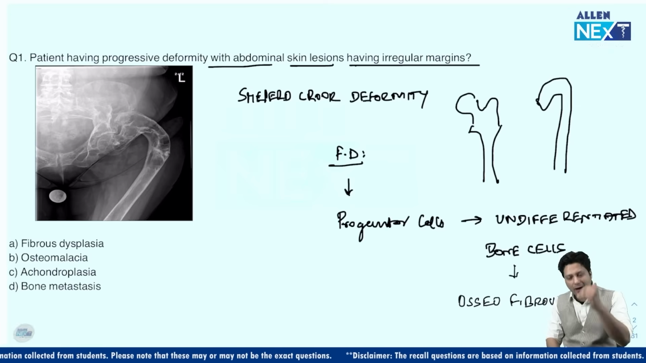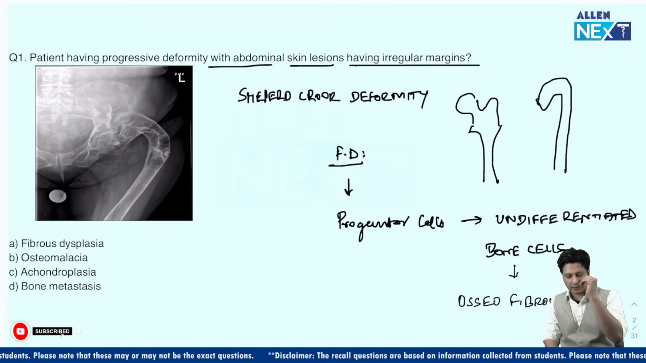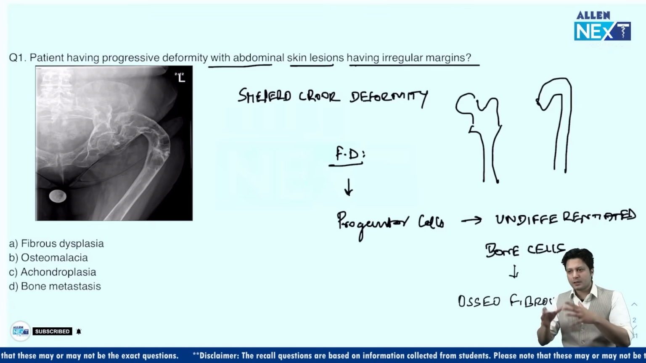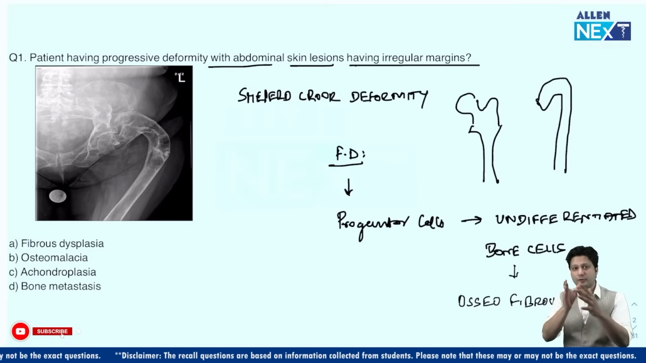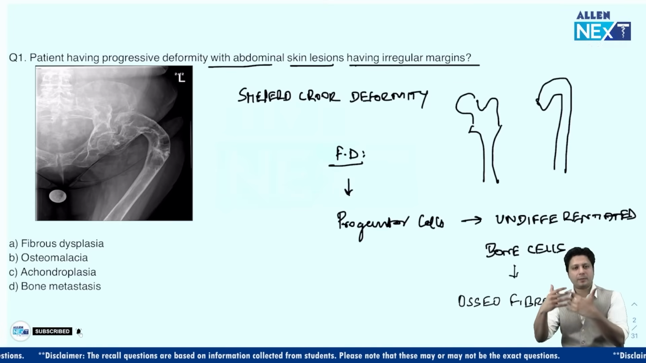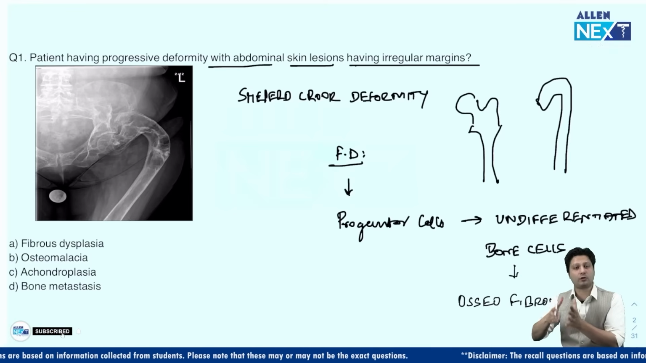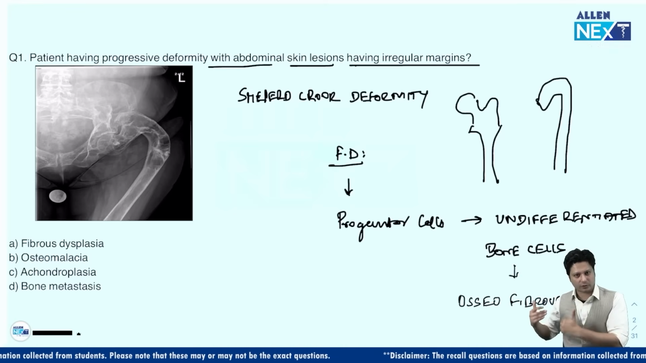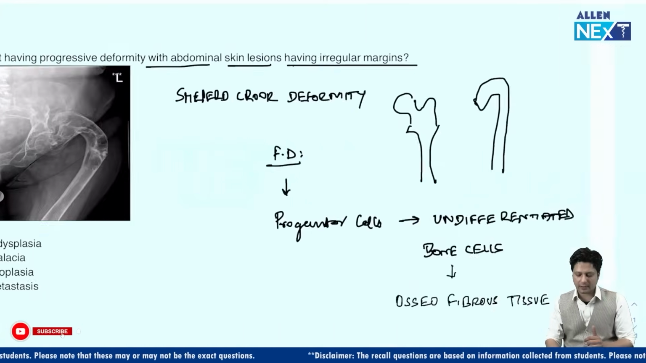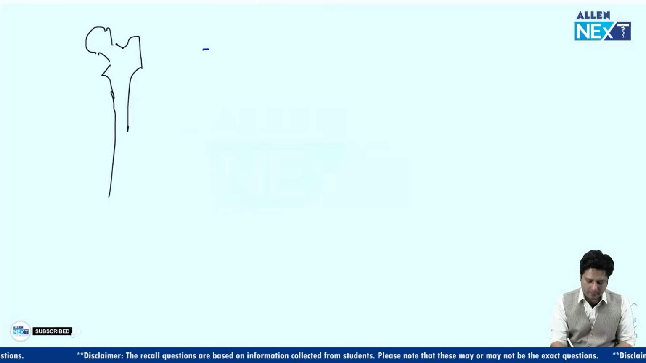Why does this abnormality show features in the proximal aspect of the femur, and why does the Shepherd-Crook deformity exist in the femur because of this problem? For that, just try to understand. Imagine this is a femur with the head, neck, greater trochanter, lesser trochanter, and the shaft with the condylar regions. This obviously is the medial part and this one is the lateral part.